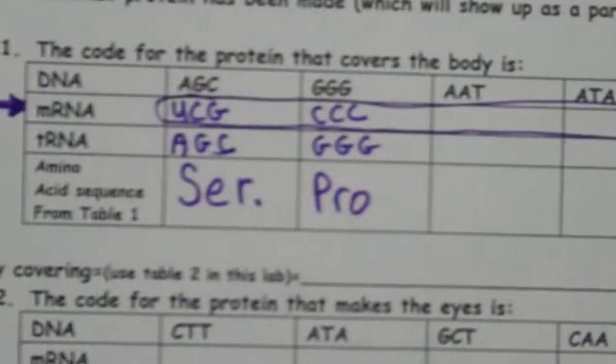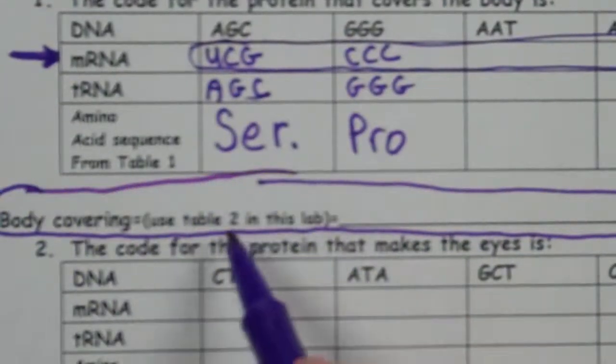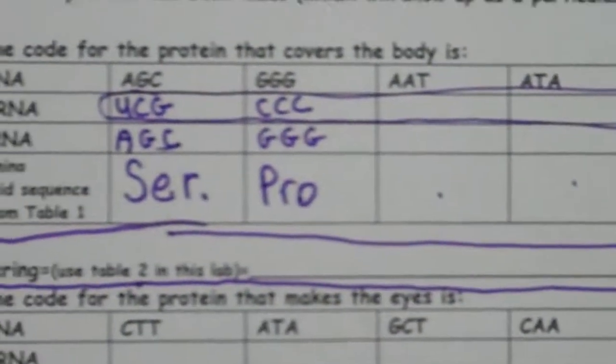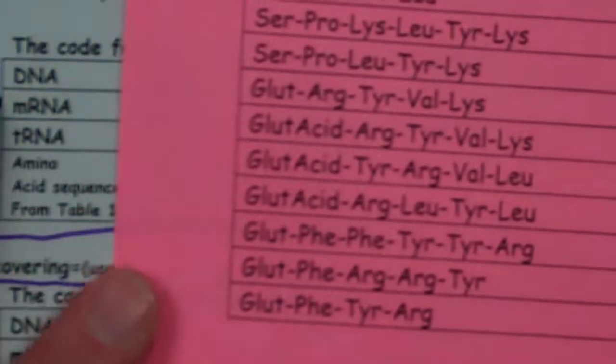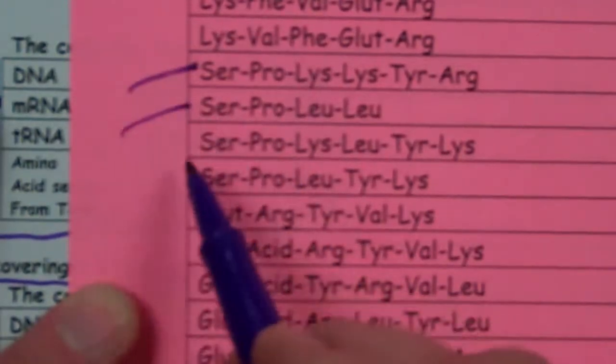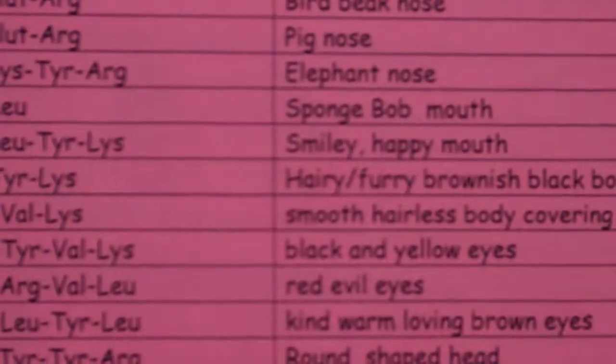Once you're done with that sequence, you then need to figure out the trait that that sequence is for. So we want to know what the body covering looks like. Now you look at table two, and you're going to find the exact sequence. Be careful because there are some similar words. So serine, proline are the first two. You're going to look it up in your table. This starts with serine and proline. You're going to have to figure out what the rest of your code is to figure out what the trait looks like. And once you figure it out, you will tell which one of these it is, okay?